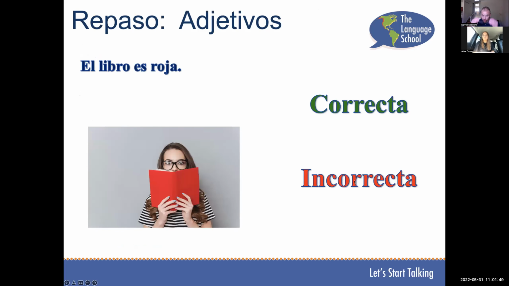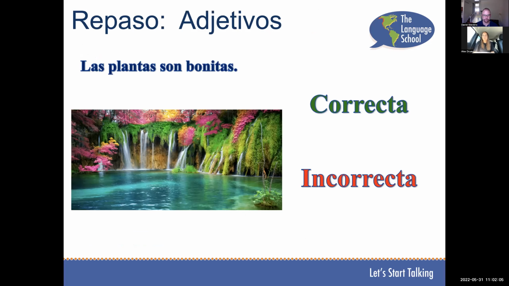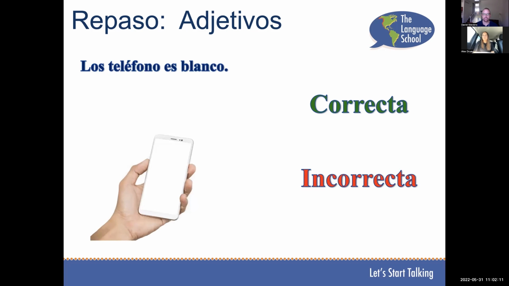So just quick review, el libro es roja. Here we're looking at the articles, the nouns, and the adjectives to make sure they all line up. Would you say this is correcta or incorrecta? It's incorrecta, correct? Because it's rojo and not roja. Muy bien. Las plantas son bonitas. Correcta. Los teléfonos es blanco. Incorrecta, yeah. El teléfono es blanco.